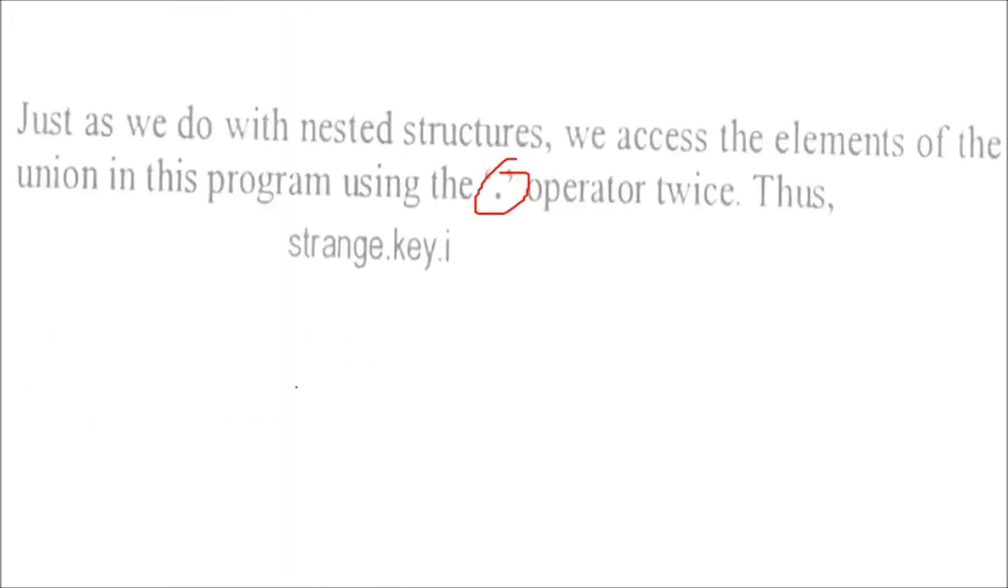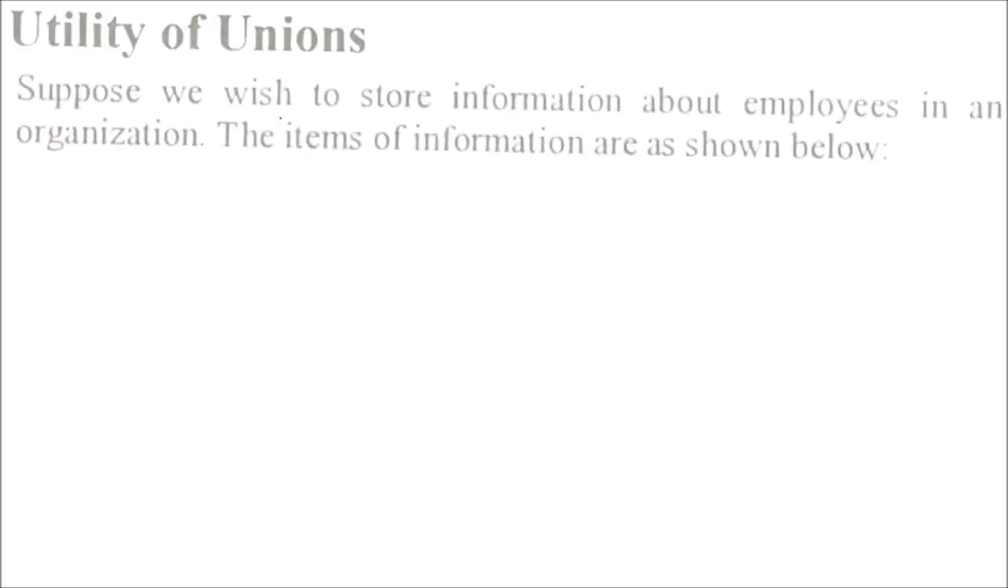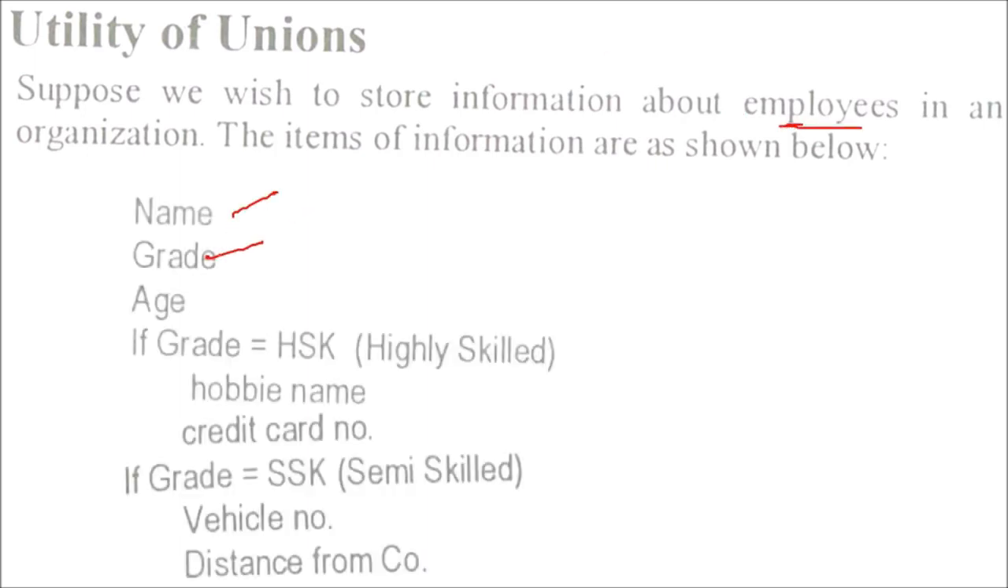So there are 2 dot operators we need to use. Utility of union. Suppose you wish to store the information about employees in an organization. So the items are like this: name, grade, age. If the grade is highly skilled, then we have a hobby name or credit card number. If the grade is semi-skilled, then we have a vehicle number and distance from company.